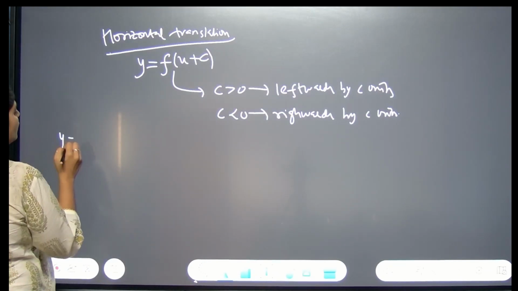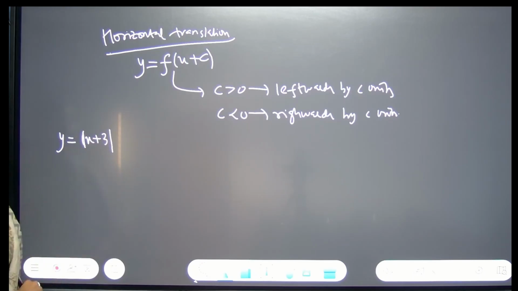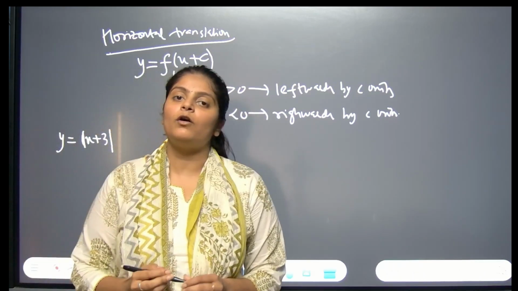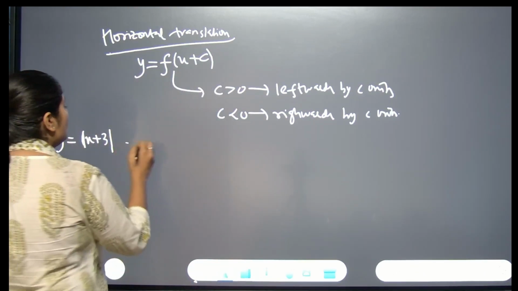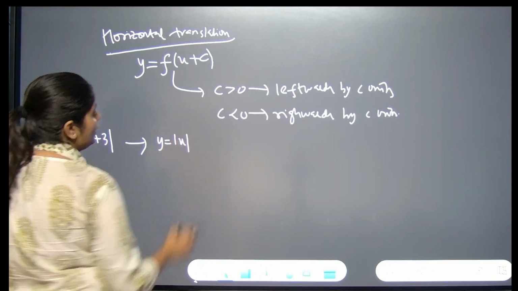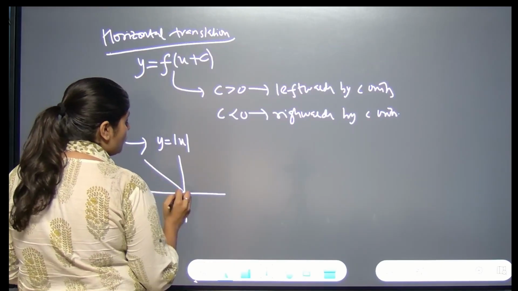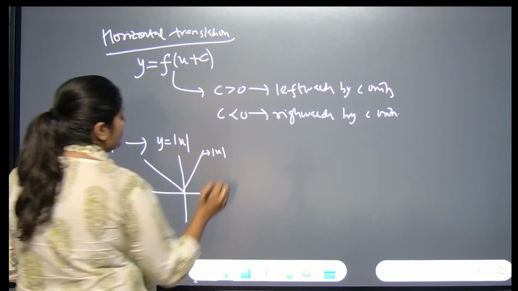Similarly, y equals mod x plus 3. What would the graph of y equals mod x plus 3 look like? So, what is the original function? The original function is y equals mod x. Let's make the graph of y equals mod x. The graph of mod x would look like this.